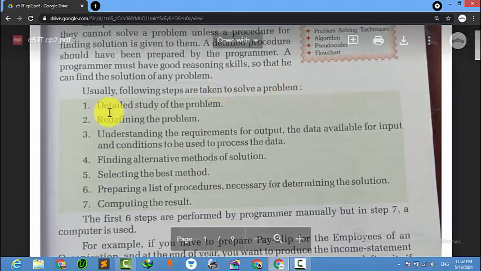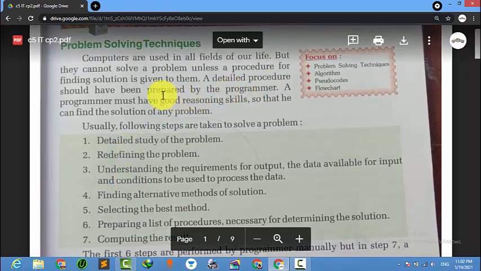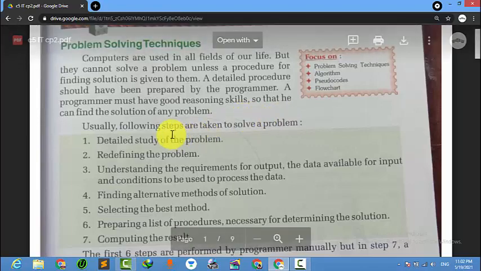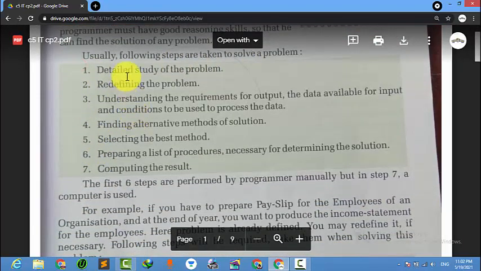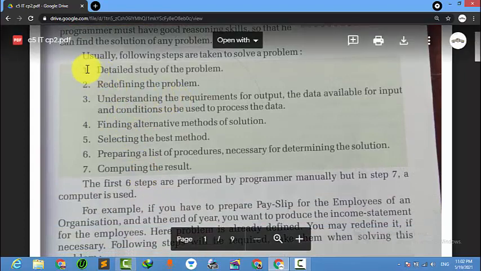Usually the following steps are taken to solve a problem: detailed study of the problem, redefining the problem. Suppose a computer needs to solve a problem. It needs to take these 7 steps. These are the 7 steps of how to solve a computer technical problem. So first of all, the problem details. We take the details of the problem by examining how the problem arises.